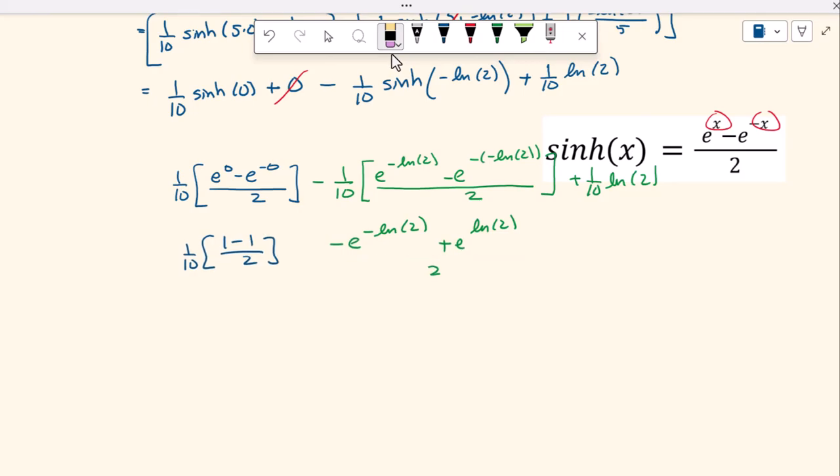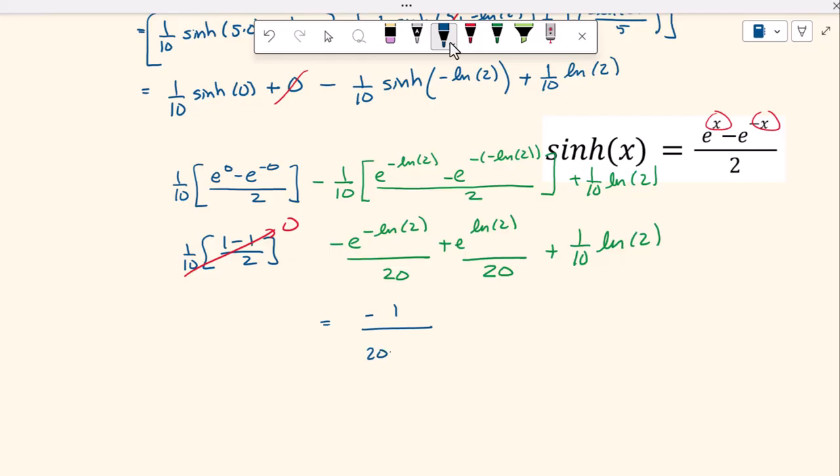I'd like to split this into two separate fractions. That would make me happier about the signs. So this would be 20, this would be 20. And then plus 1/10 ln of 2. So this term, 1 minus 1 is 0, goes to 0. And then here what I see is this will flip. So this is going to be a minus 1 over 20 e to the ln of 2. Okay, plus e to the ln of 2 over 20 plus 1/10 ln of 2.